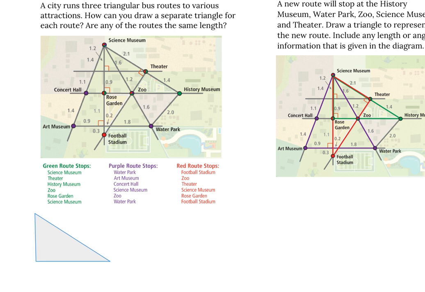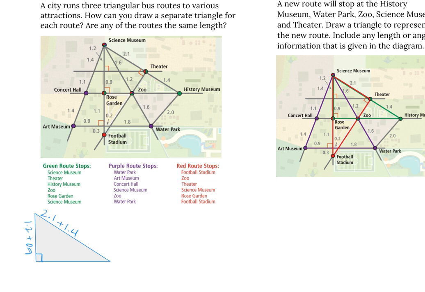Go ahead and label the sides here. So I have 2.1 plus 1.4, 1.2 plus 0.9. This is a right angle.